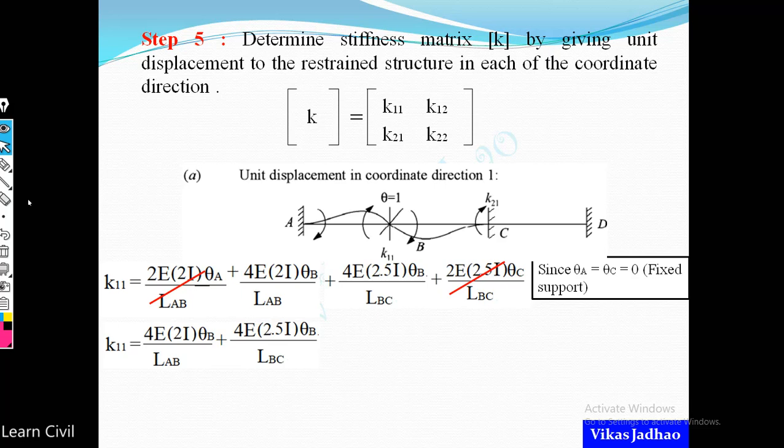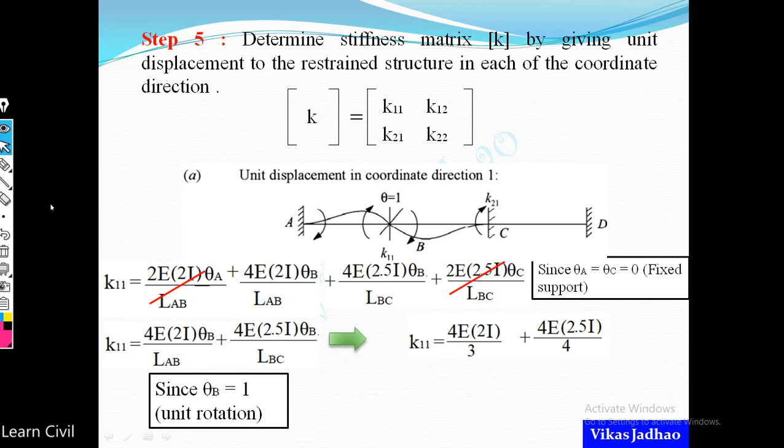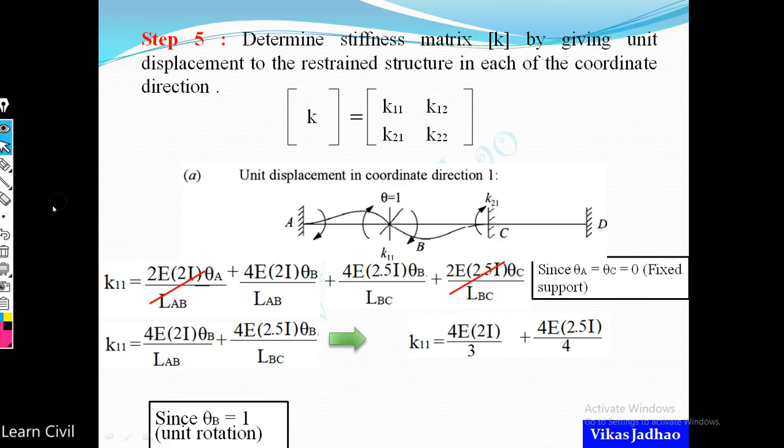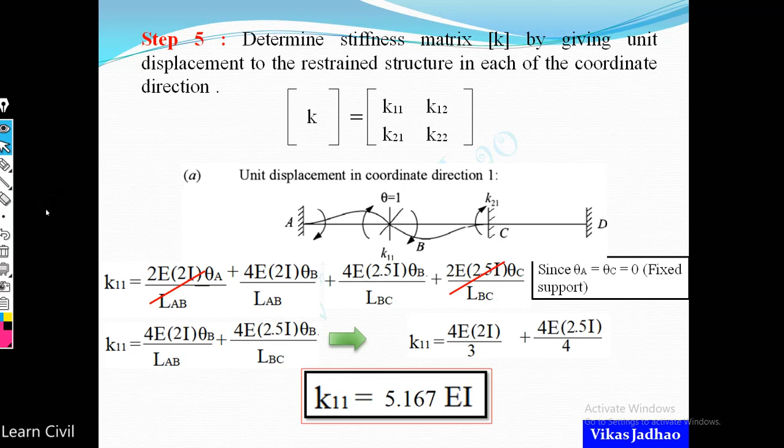Just put the value of LAB and theta B. We have already assumed that theta B is equal to 1 radian. Therefore our equation will become like this, and finally we get the value of K11 equal to 5.167 EI.